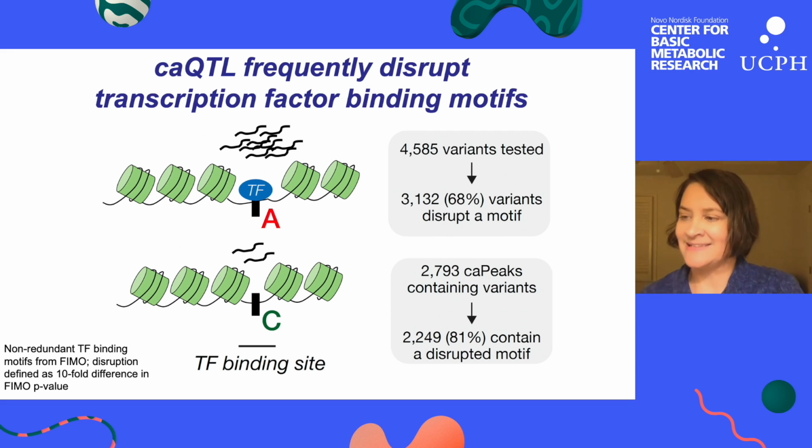One way that genetic variants may affect chromatin accessibility is by disrupting transcription factor binding sites. So we analyzed data from around 4,500 variants that are located within a chromatin accessible peak, a caQTL peak, and that are either the variant itself that is associated with that accessibility or one that's inherited in the same pattern. 68% of those altered the binding affinity of a transcription factor. If we think of it from the peak perspective, of almost 2,800 CA peaks that contain a variant, more than 80% contained at least one variant predicted to disrupt a motif.